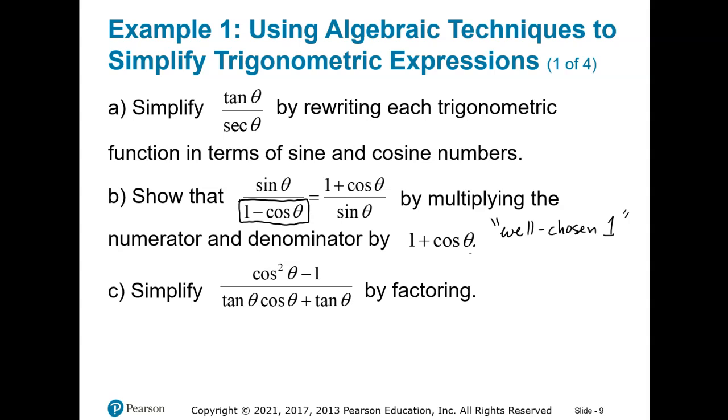Cosine squared theta minus 1 over tangent times cosine plus tangent. And we're going to factor that. When I see a common term in two different terms, where in one it's being multiplied by something and in the other it's maybe being multiplied by a number or something else, if I see a greatest common factor I can factor out, that's typically a giveaway that I'm going to factor. If I see a difference of squares or some other factoring technique that you saw in a pre-calculus course, that usually indicates that you're going to factor.